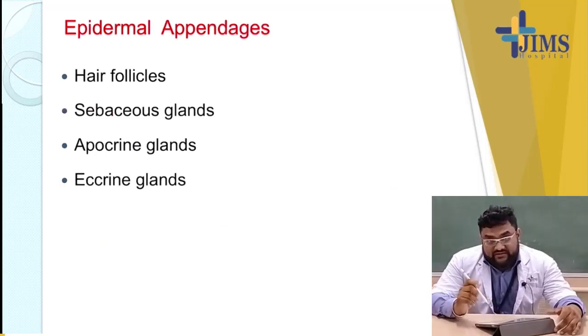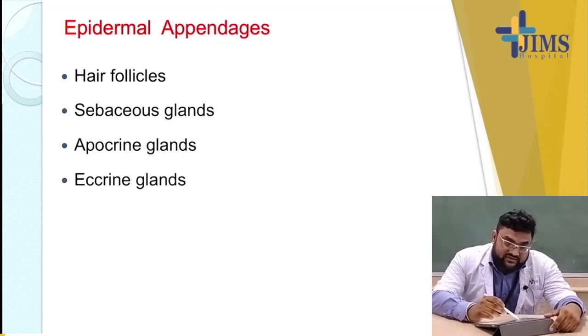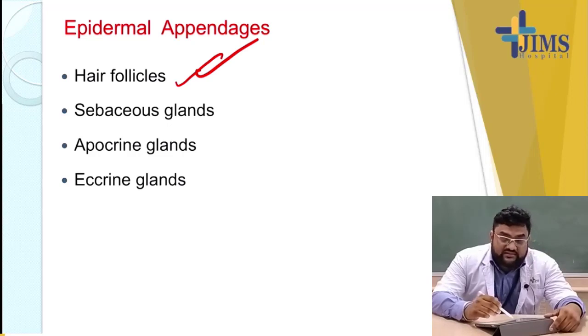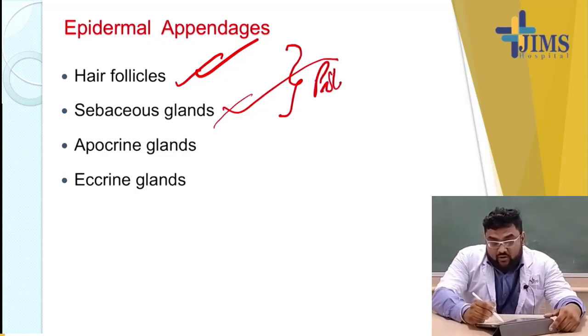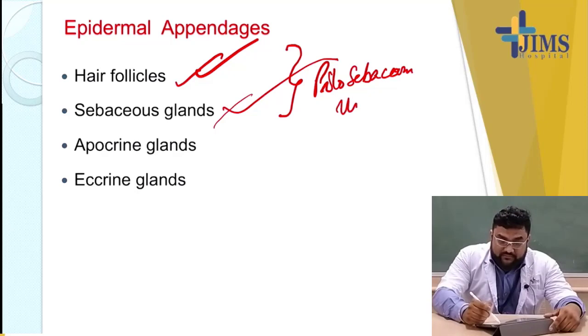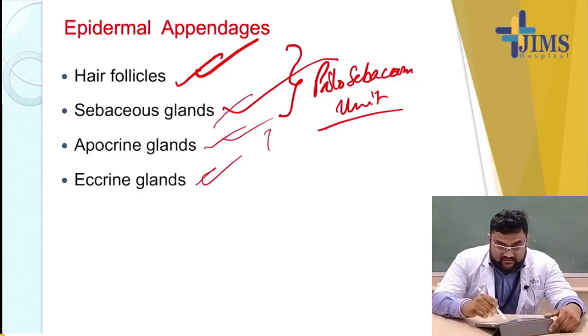Now coming to the appendages of the skin. We have certain appendages of the skin like hair follicles and the sebaceous gland. Now hair follicles with the sebaceous gland together are called the pilosebaceous unit. We have the apocrine glands and the eccrine glands, which are the sweat glands.